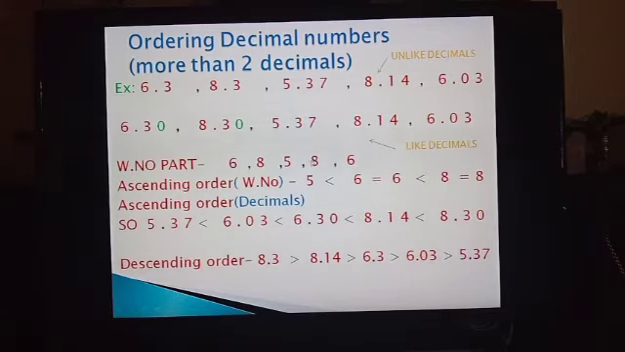Next, 2 decimals are having the same whole number part. Here I have written 8 is equal to 8. Total 5 decimals. 1 decimal is having whole number part 5, 2 decimals are having whole number part 6, and 2 decimals are having whole number part 8. Now how do you write the ascending order of this whole number? 5 is less than 6. Again for 6, we need to find out between these two which number comes first in the ascending order. Even here also the same thing.